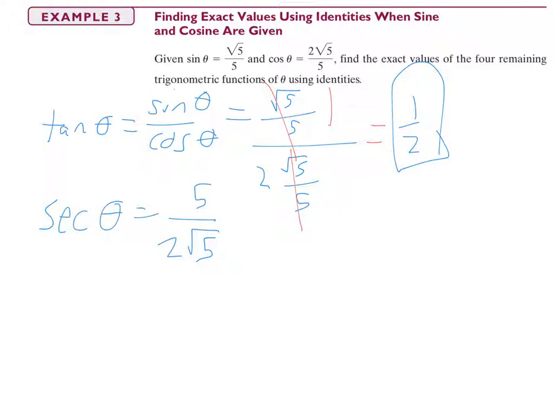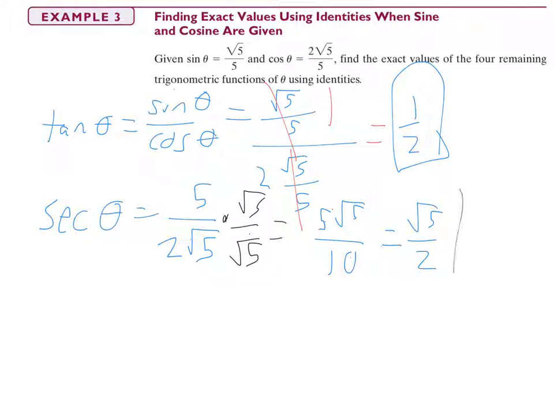But we don't like having a radical on the bottom, so we can multiply by square root of 5 over 5, or square root of 5 over square root of 5. So that would be 5 times square root of 5 on top. And then square root of 5 times square root of 5 is just 5 times 2 gives you 10. 5 and 10 reduced to 2. So it'd be square root of 5 over 2.